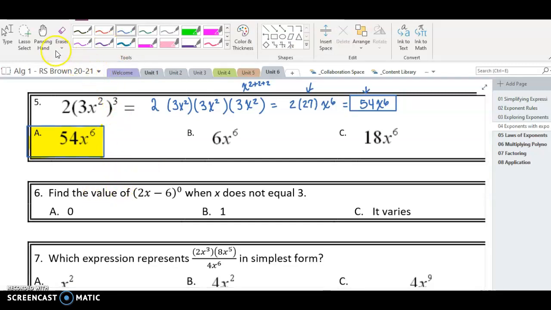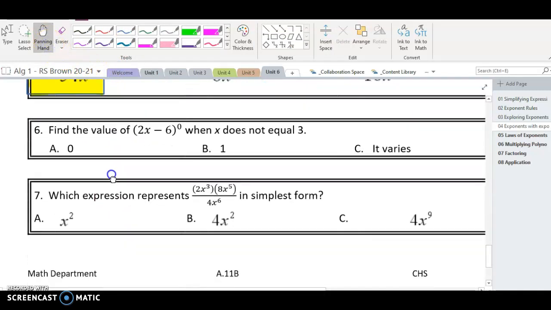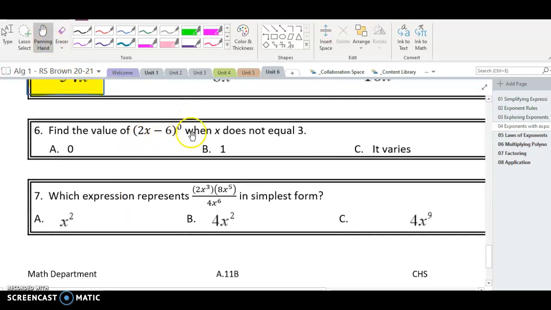All right, so number 6, find the value of 2x minus 6 raised to the 0 power when x does not equal 3. Well, they put that in there because if you plug in a 3 for x, 2 times 3 is 6, and 6 minus 6 is 0. And we said everything except for 0 raised to the 0 power is equal to, what is it? 1. All right, so the value of that to the 0 power is equal to 1 when x does not equal 3.